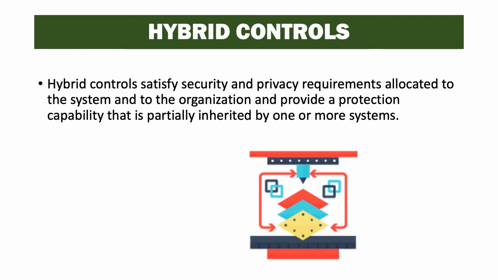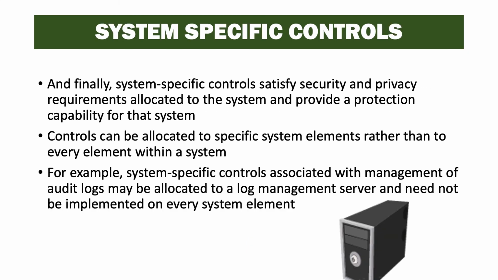Hybrid controls satisfy security and privacy requirements allocated to a system and the organization and provide a protection capability that is partially inherited by one or more systems. So we use part of the common control and then part of the system level control to meet the requirements when we build a hybrid control. So just remember, it's a hybrid combination between common controls and system level controls. Finally, system-specific controls satisfy security and privacy requirements allocated to the system and provide a protection capability for that system.